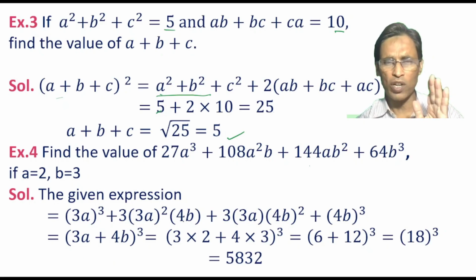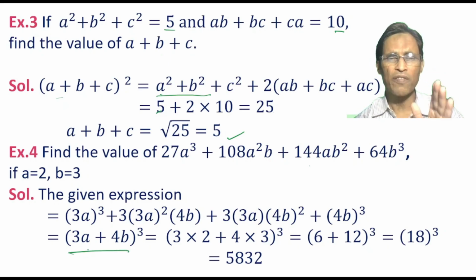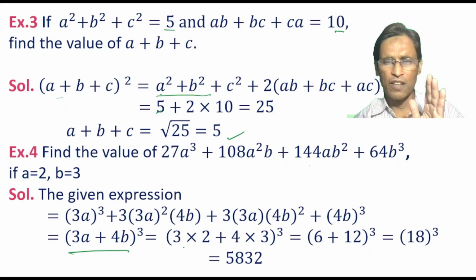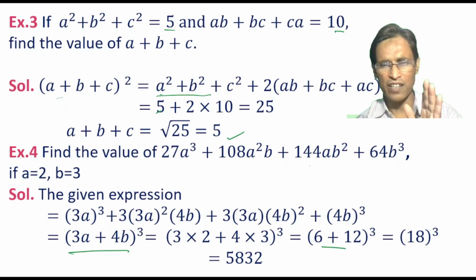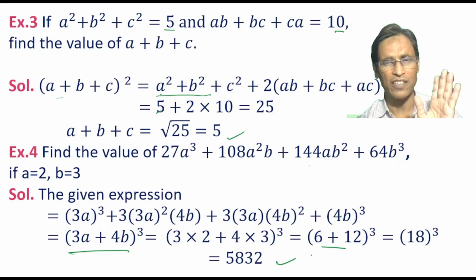Therefore this whole expression is reduced to (3a + 4b) to the whole cube. Now by putting the values of a and b given in the question as a = 2 and b = 3, we get (3 × 2 + 4 × 3) to the whole cube. 3 into 2 means 6, 4 into 3 means 12, 6 plus 12 means 18, and 18 to the whole cube means 5832, and this is the required answer.